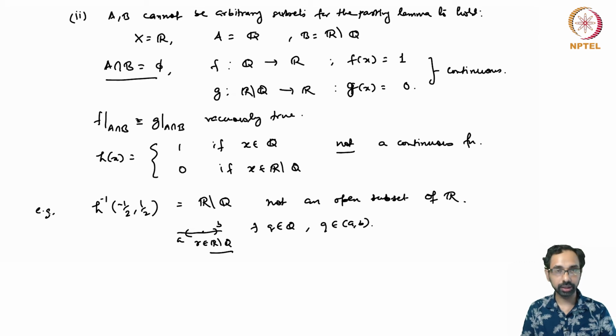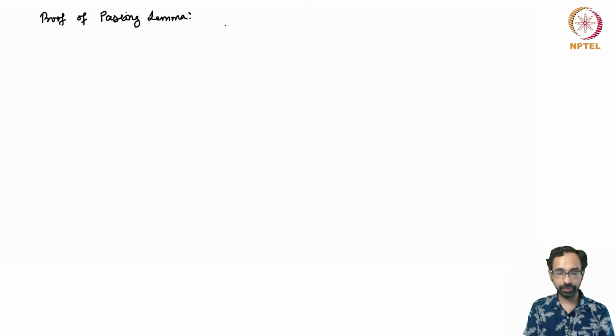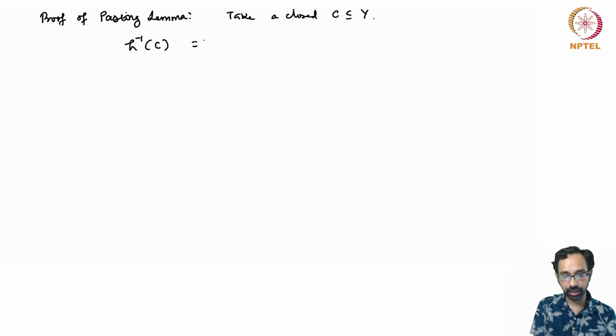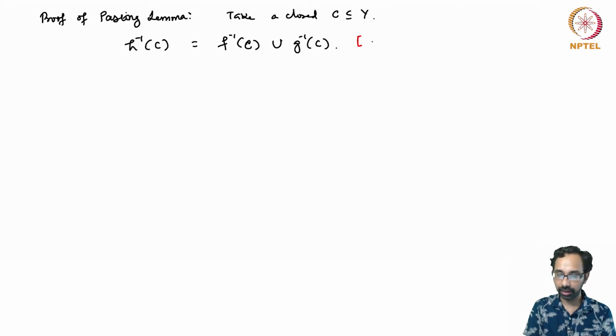And now let us look at the proof of the pasting lemma. To prove the pasting lemma, take a closed subset C in Y. Now h inverse of C is nothing but f inverse of C union g inverse of C. So again, this is a set theoretic equality, and I want you to check this and leave it as an exercise for you.